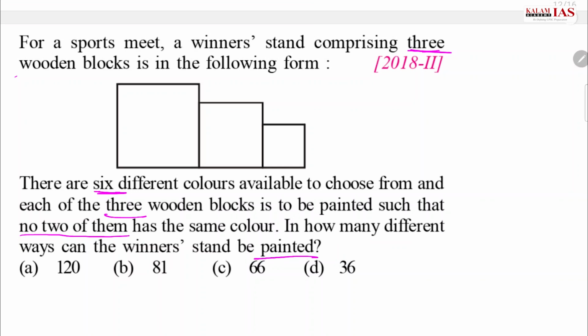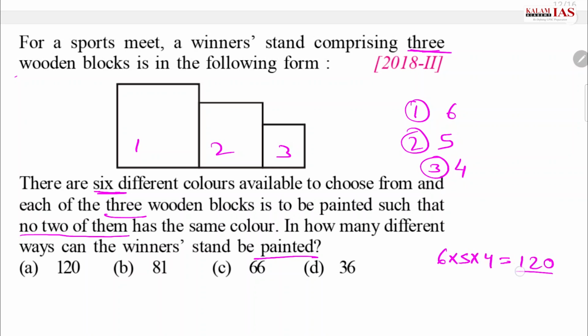Now it is saying we have 6 different colors and we can choose any of them to paint these wooden boxes, box 1, 2, 3, and no two of them should have the same color. So simply applying the logic, for box number 1 we have 6 available colors. For box number 2, one color is there on box number 1, so we have 5 available colors, and for box number 3 we have 4 available colors because 1 and 2 have been painted. So the number of possible ways is 6 into 5 into 4, that is 120. Answer option A.